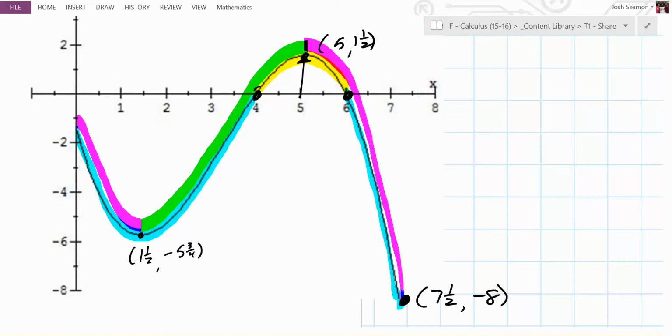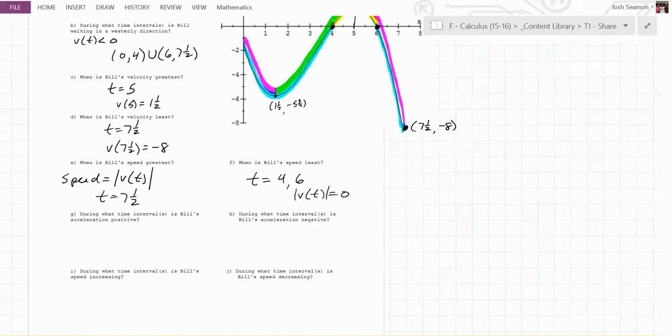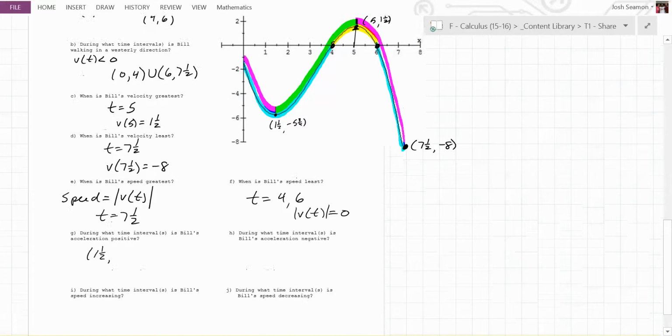So let's write out those intervals there. So where is it positive? It's positive from, what did we say? Was that 1.5 to what? 1.5 to what?